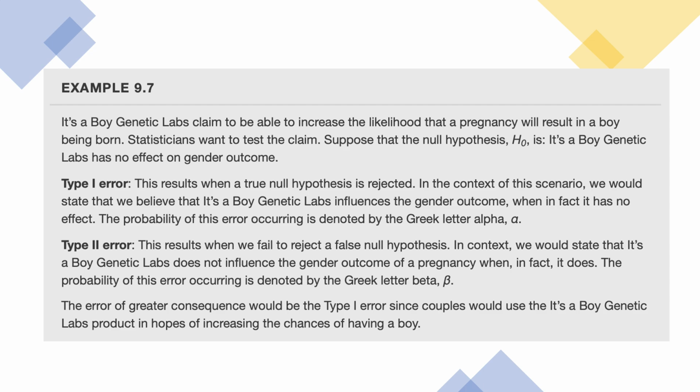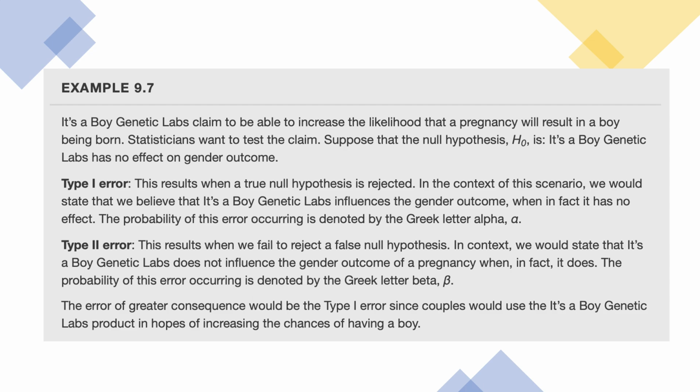Remember, the null is true, and the null is that it has no effect. So the null is true, it doesn't have an effect, but our error is believing that it actually does have an effect. The type 2 error is when you fail to reject a false null hypothesis. In context, we would state that It's a Boy Genetic Labs does not influence the gender outcome of a pregnancy when in fact it really does.